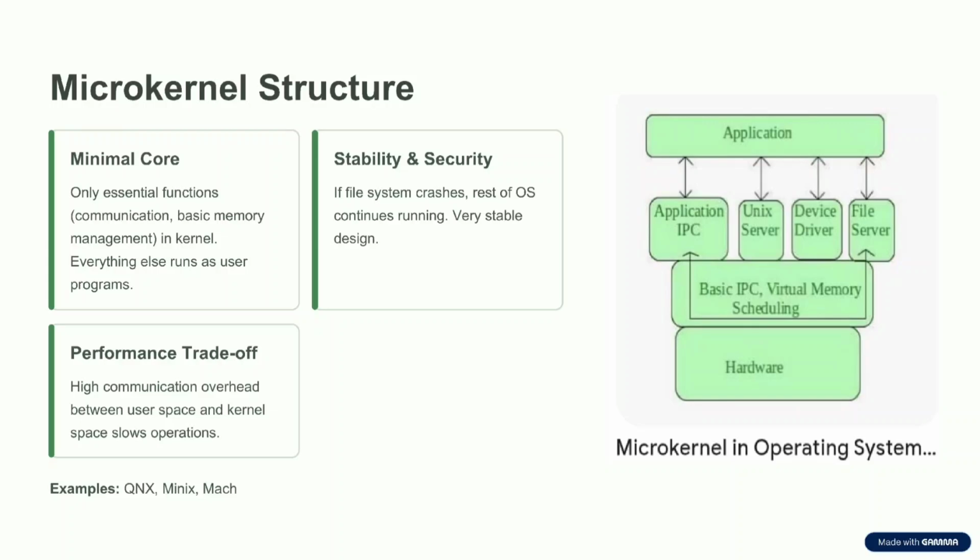And performance trade-off. Communication between services requires message passing. This causes additional communication overhead. As a result, performance may be slightly slower compared to monolithic kernels. One of the advantages of this is high reliability and security, and the disadvantage is that performance can be slower due to frequent message passing. For example, Minix and Mach.